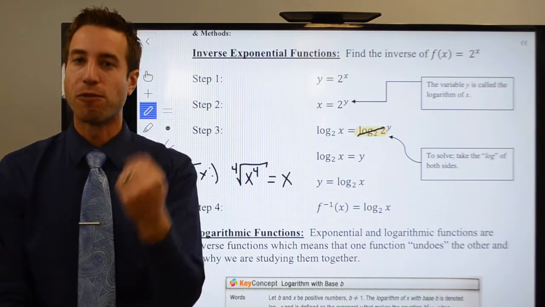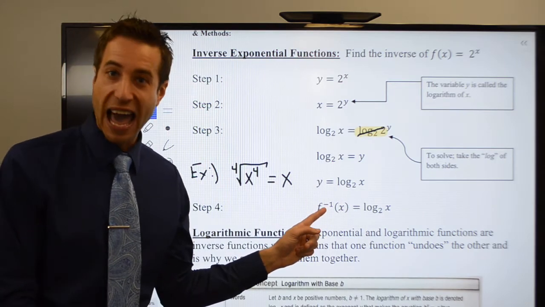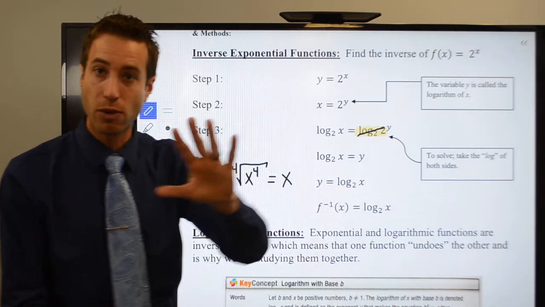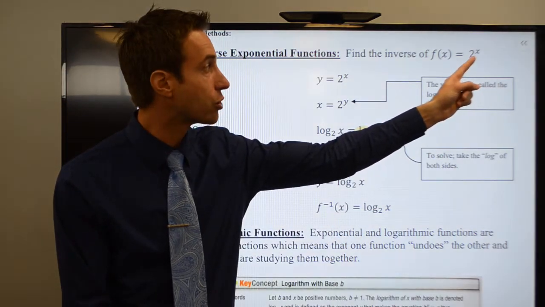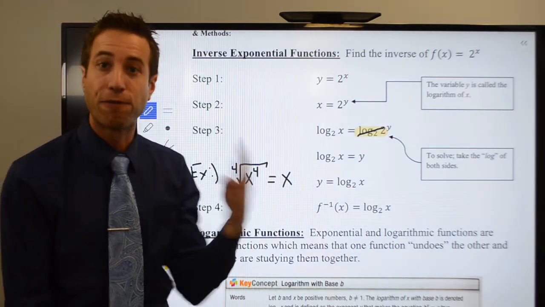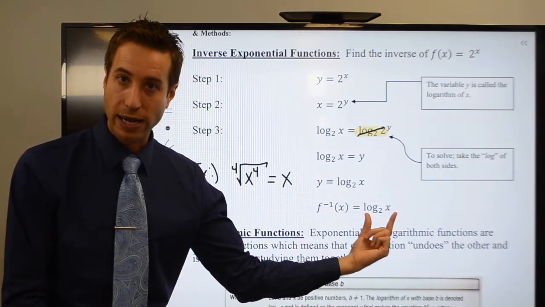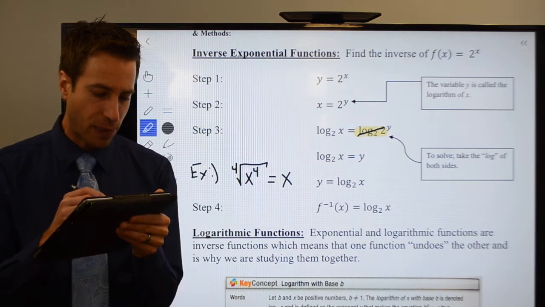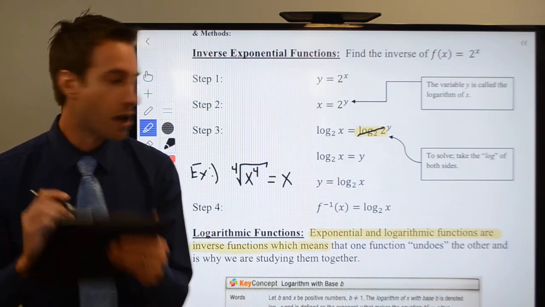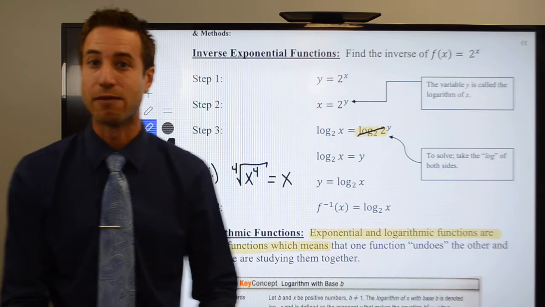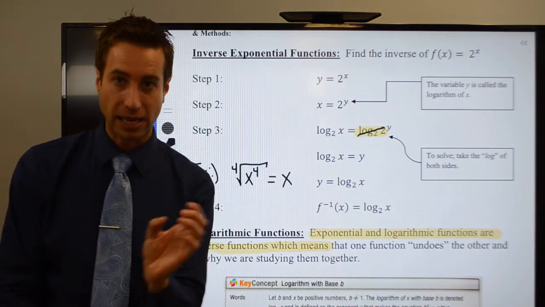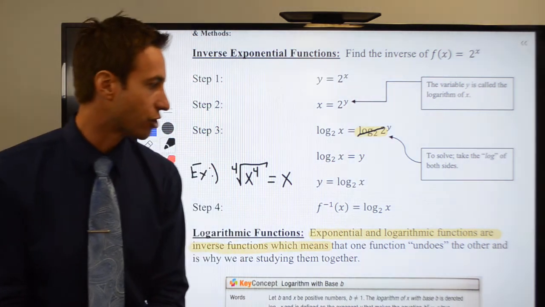The last step, step number 4 in finding an inverse, is replace y with f negative 1 of x. Remember, this means inverse. So the inverse function, remember, I started with an exponential, f of x equals 2 to the x power. This is an exponential function. I go all the way through my 4 steps for finding an inverse, and I wind up with a logarithm. And the point here is simply this. I just spent all of that time to tell you this. Exponential and logarithmic functions are inverse functions, and that's why we've put them together here in Chapter 7.